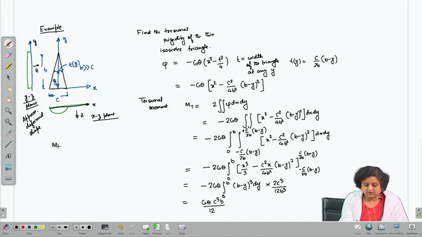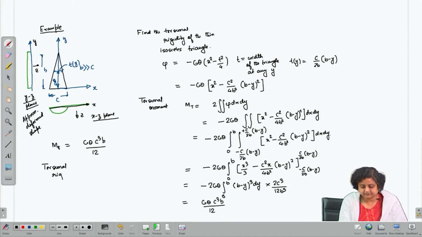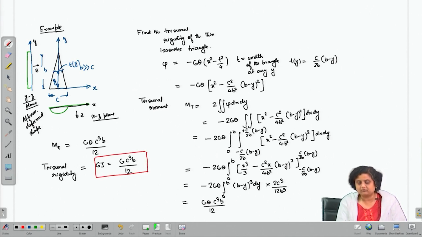Therefore, for this cross section, using the membrane analogy, we can say that the torsional moment is G theta c cubed b by 12. Therefore, the torsional rigidity GJ is G c cubed b by 12. So this is the answer that we were looking for.